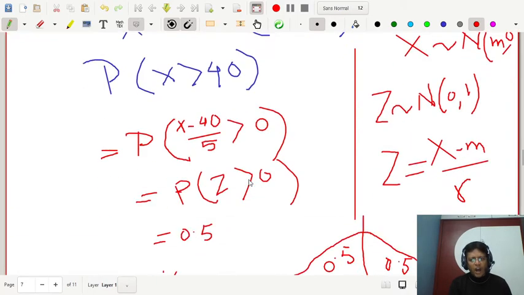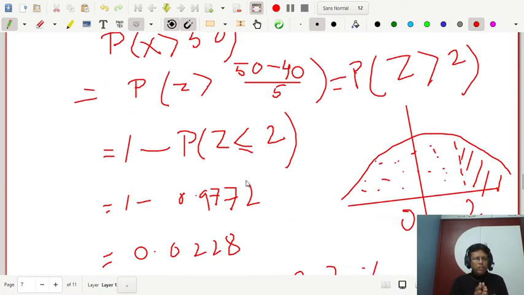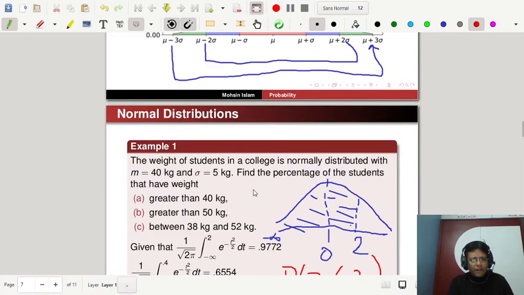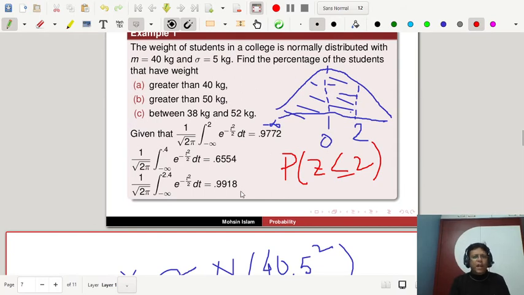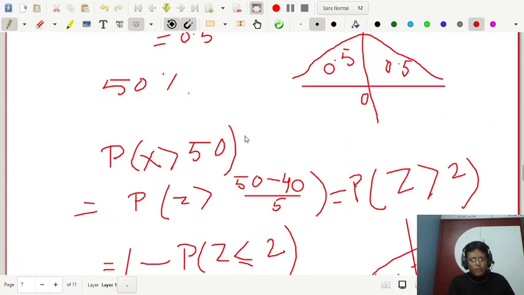Okay, that is how you have to calculate with the normal distribution, and you have to apply the transformation with the standard normal distribution and calculate, because the values are given from the table. Why you are using the standard normal distribution? That is the usual question. Why I need to shift to the standard normal distribution? Because all the data and the table is given in the form of standard normal values. So you have to convert, and the last portion is between 38 and 52. So let me show you the last portion.